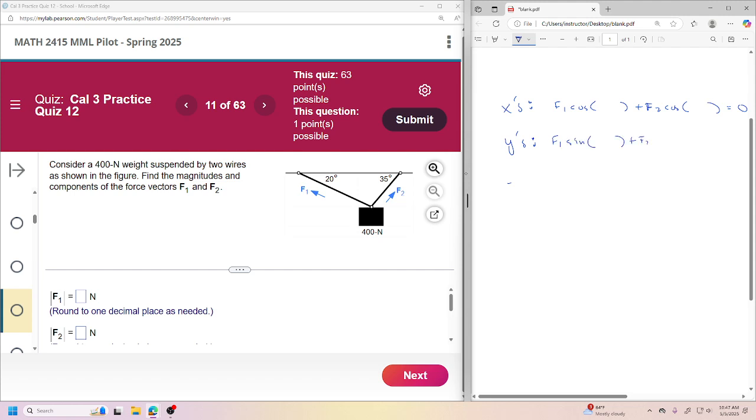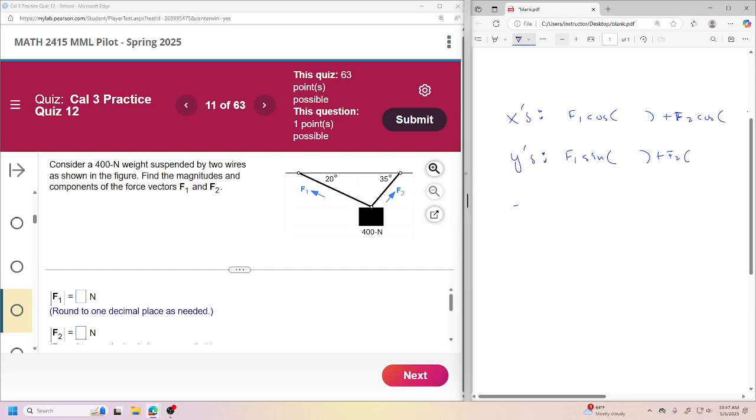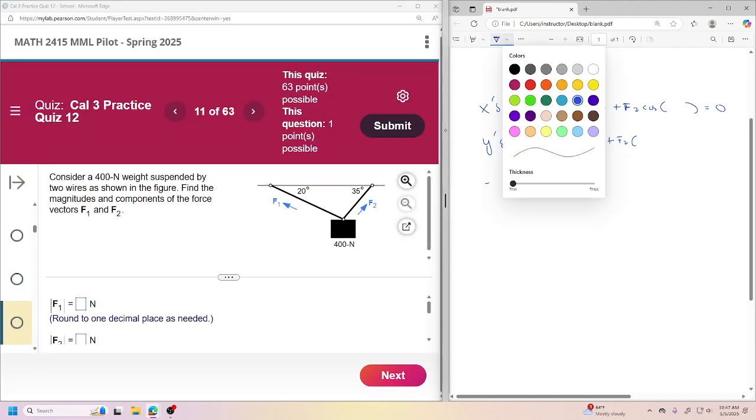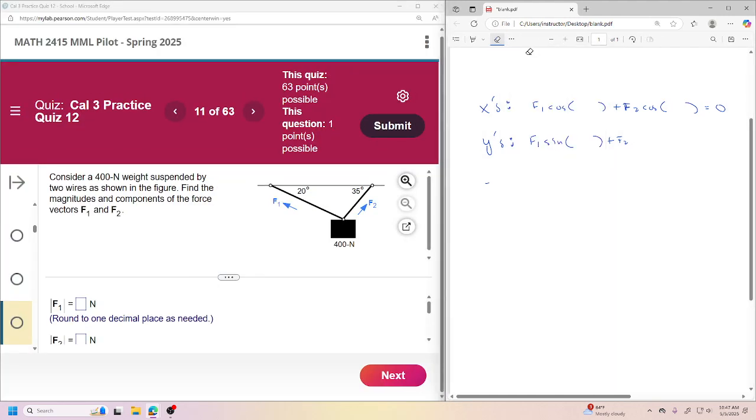F2 sine. And then this equals 400 because the up is equal to the down kind of thing. But what angles do I put in there? That's the thing. So what would be my angle for F1?